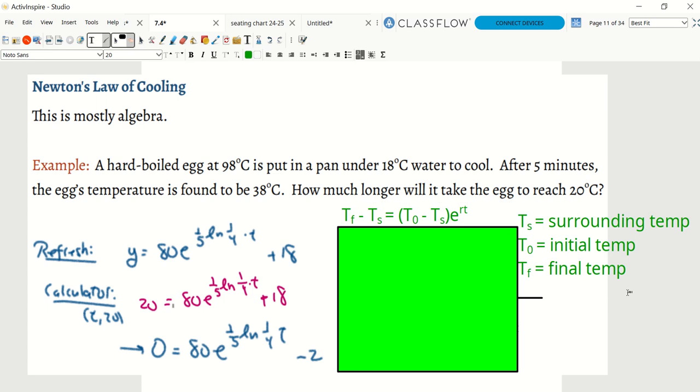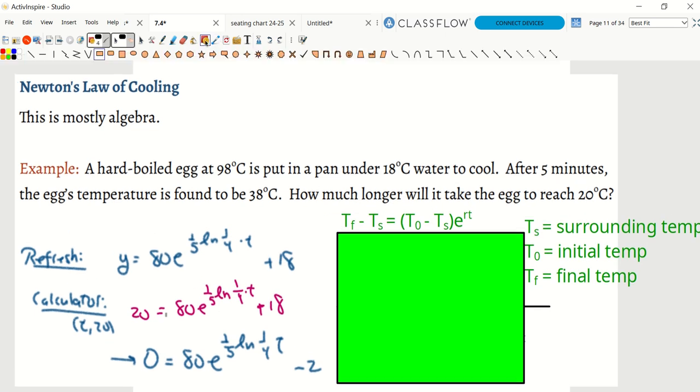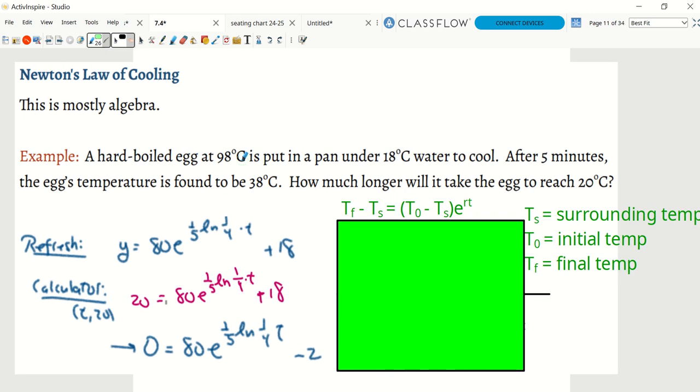Now check this out. Hard-boiled egg at 98 degrees initial temperature. The surrounding temperature, which is what's in the pan, is 18. Are we good? After 5 minutes, that's T, your egg's final temperature after 5 minutes is 38. Are you guys with me?